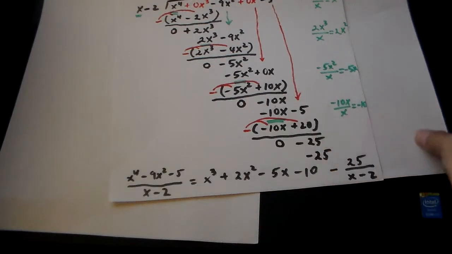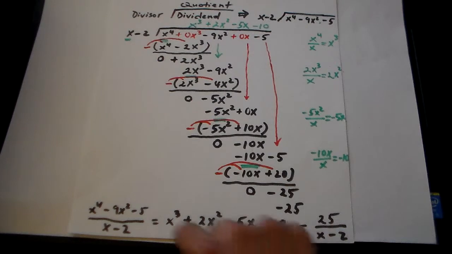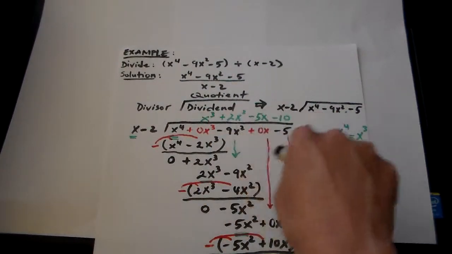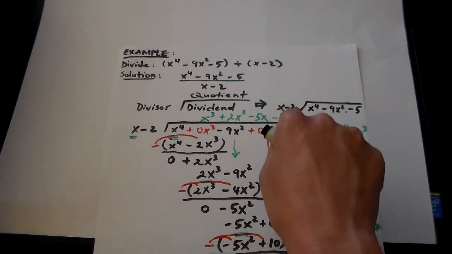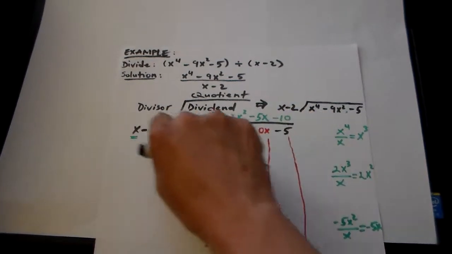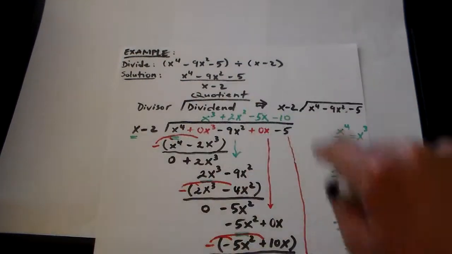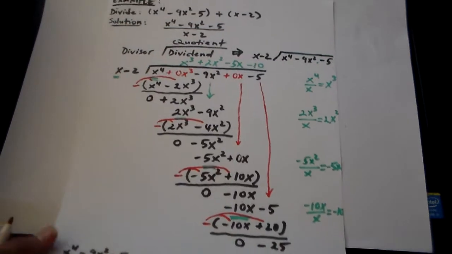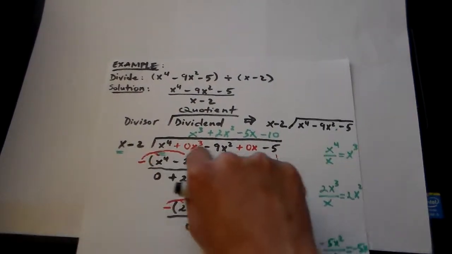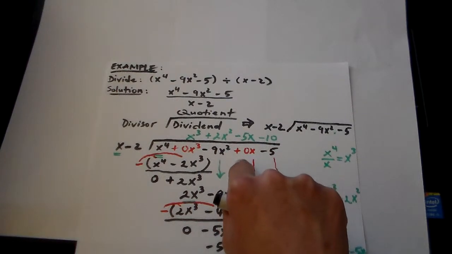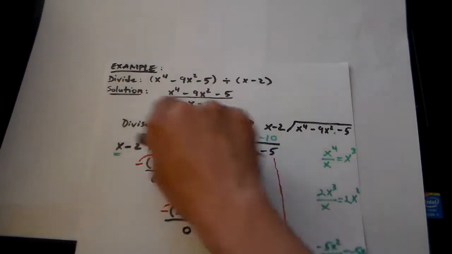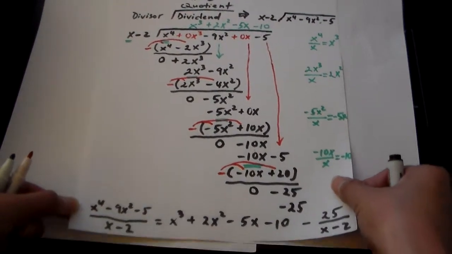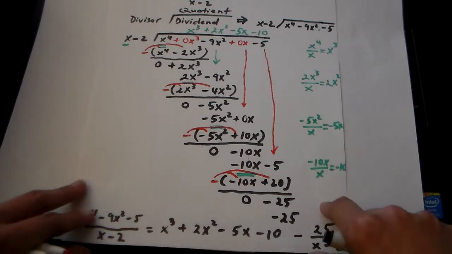So again, to know if you get the right answer, remember you can take the quotient, which is x to the third plus 2x squared minus 5x minus 10, multiply by the divisor, and then add the remainder, negative 25. You should get the dividend, x to the fourth plus 0x to the third minus 9x squared plus 0x minus 5, which is the numerator here. Okay? So this is how you divide this example. Let me put up the answer here.